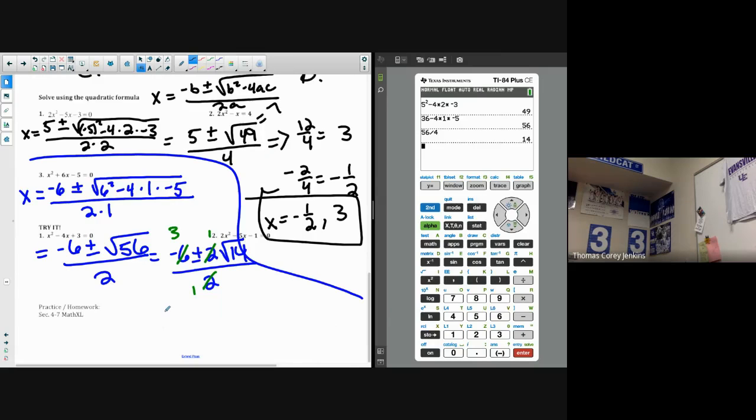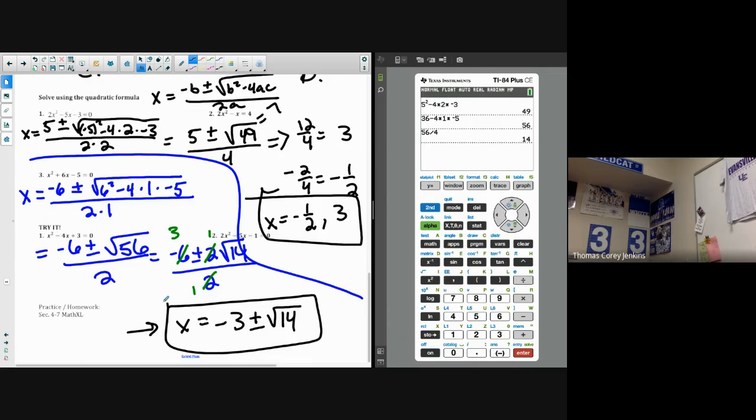So really this simplifies to, I'm just going to rewrite, x equals -3 plus or minus, I'm not going to write 1 square root of 14. That'd just be the square root of 14. And it's over 1. So we would just keep it as -3 plus or minus the square root of 14. Okay, so obviously those answers are a little bit harder to understand, but that is what we're looking for.